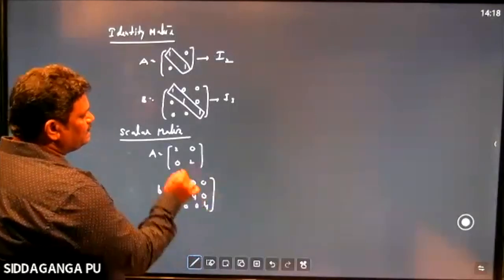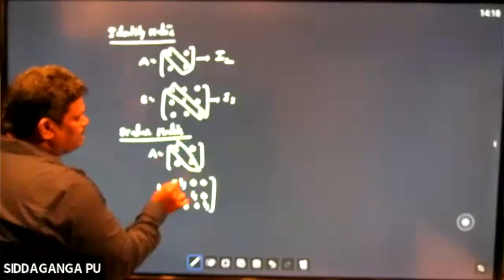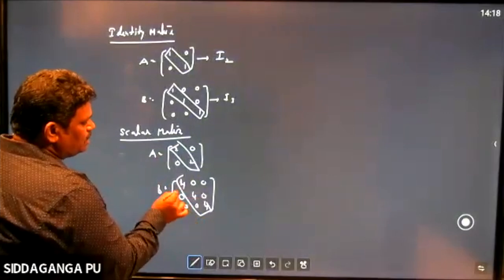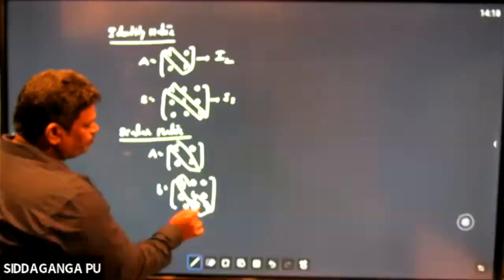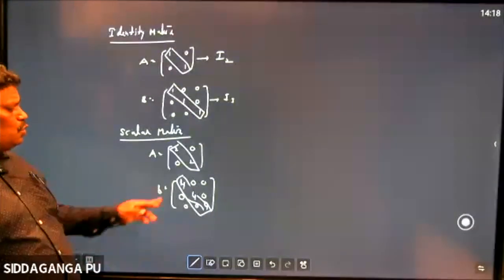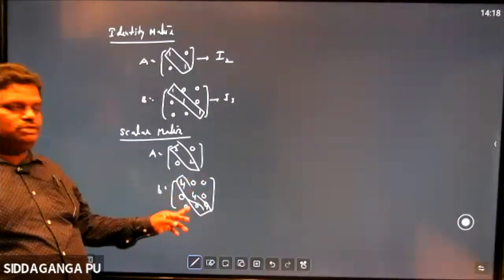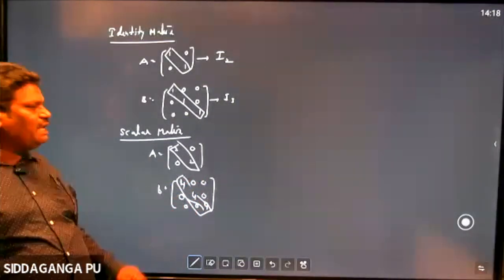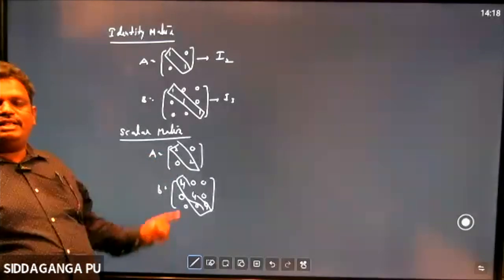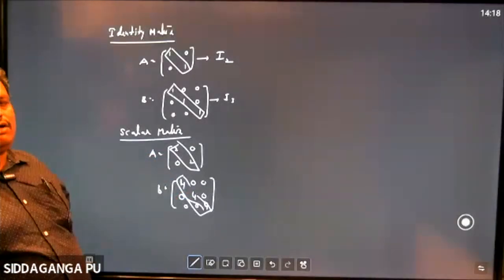Now what are we observing here? This is the principal diagonal, and this is the principal diagonal. Except for the principal diagonal, outside of it, all are zeros, but in the principal diagonal, all elements are the same. Then that matrix is said to be a scalar matrix.